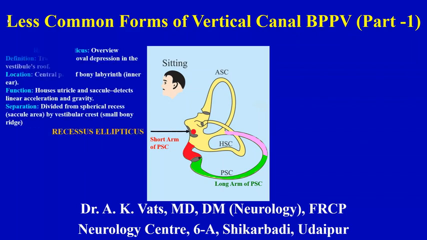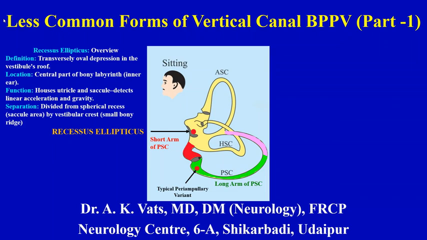The otoconial debris resides in the recessus ellipticus, which is a transversely oval depression in the vestibule's roof, located in the central part of the bony labyrinth, that is the inner ear, and it houses the utricle and saccule that detect linear acceleration and gravity. It is separated from the spherical recess, that is the saccule area, by the vestibular crest, which is a small bony ridge.